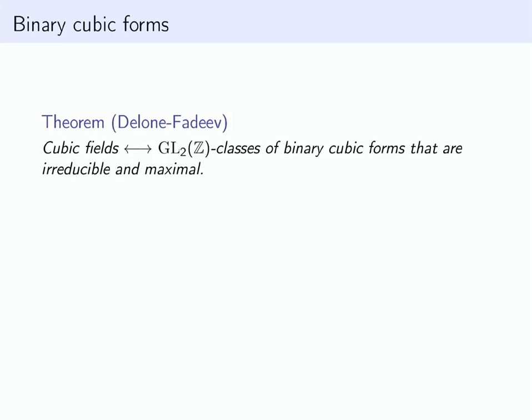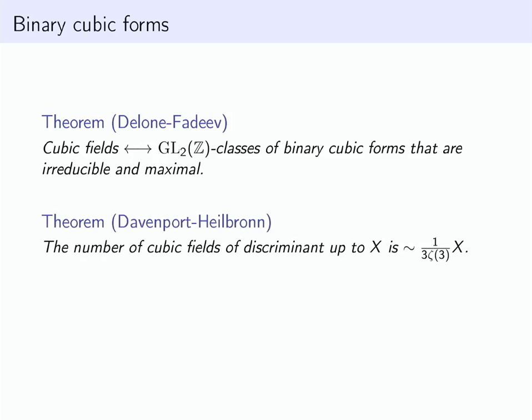So this is a beautiful theorem. And there's quite a bit more that's true here. This is a discriminant-preserving correspondence. It was used beautifully by Davenport and Heilbronn to count the number of cubic fields of discriminant up to x. In particular, it turns out to be asymptotic to 1 over 3 zeta of 3 times x. The idea of the proof is just to use Delone-Faddeev and geometry of numbers. I'm sweeping a tremendous amount under the rug when I say that, but that's roughly the sketch of the proof.